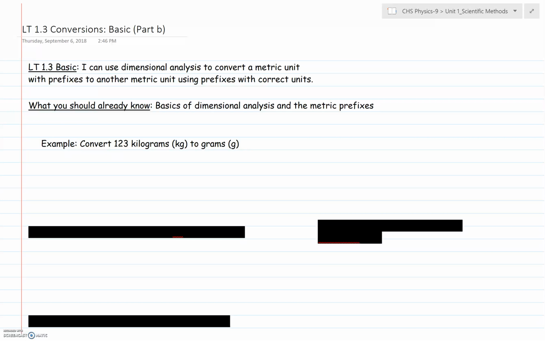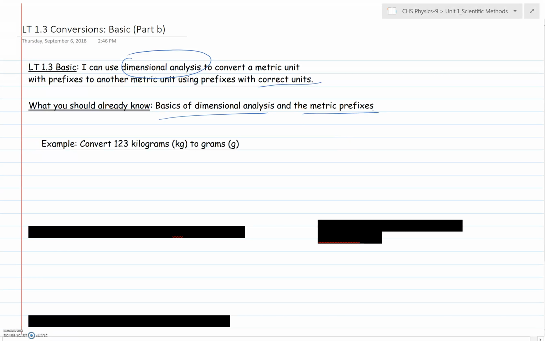We are covering Learning Target 1.3 Basic, Part B. This is going to get into the meat and potatoes of this learning target. So we are going to use what you learned in the dimensional analysis intro to convert metric units with prefixes to other metric units with prefixes, with correct units. The things that you should already know are the basics of dimensional analysis, which you just looked at, hopefully, and what your metric prefixes are, which was your previous homework.